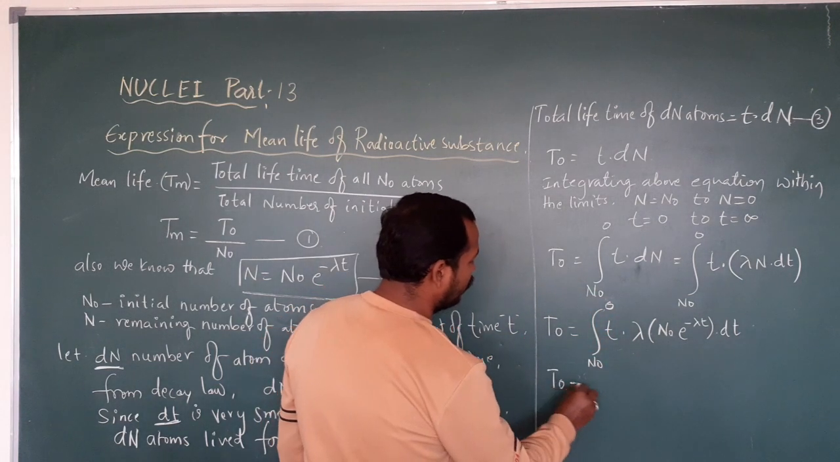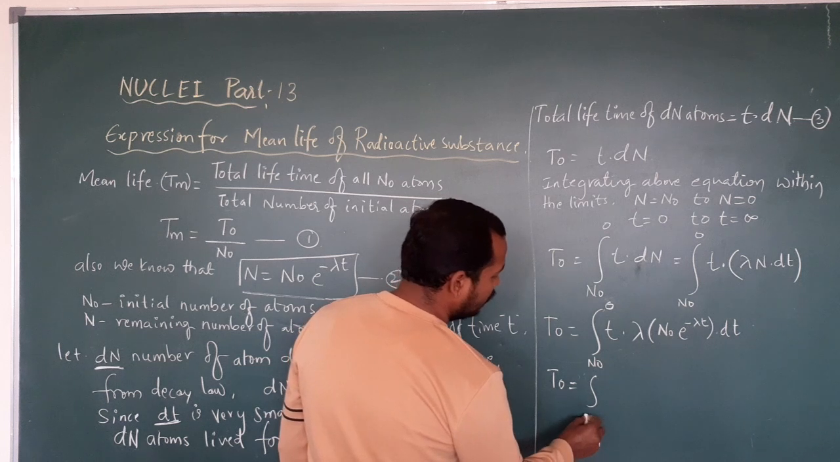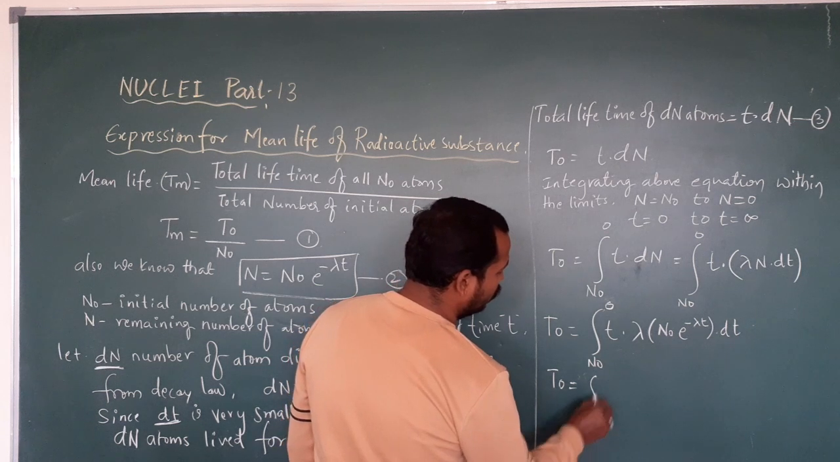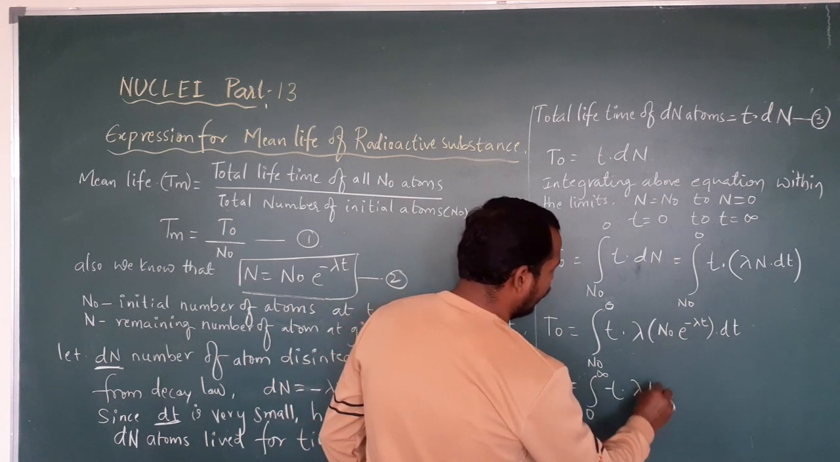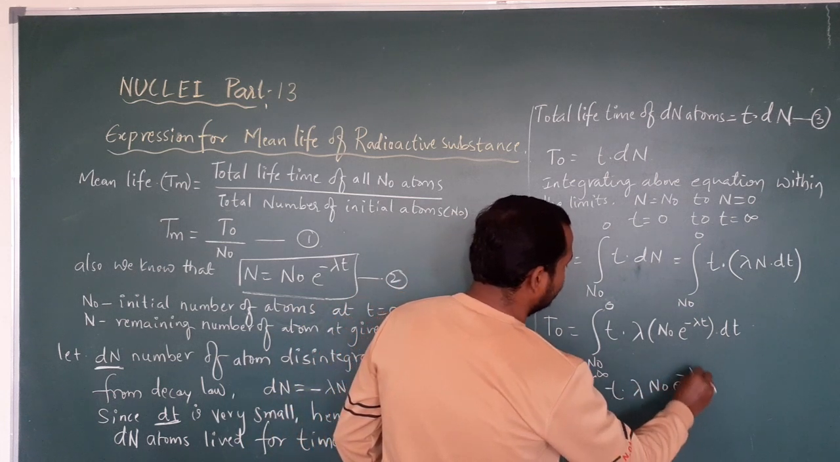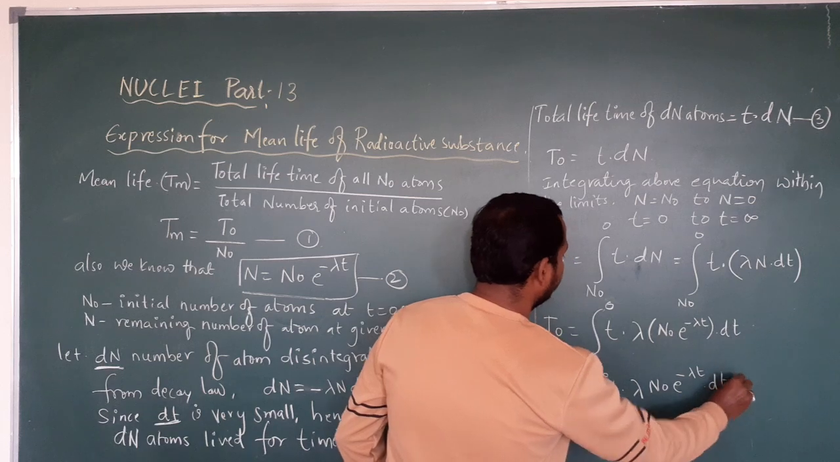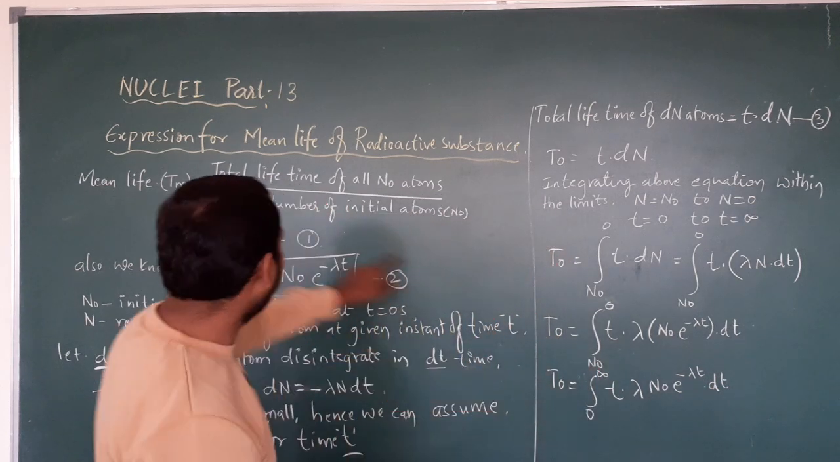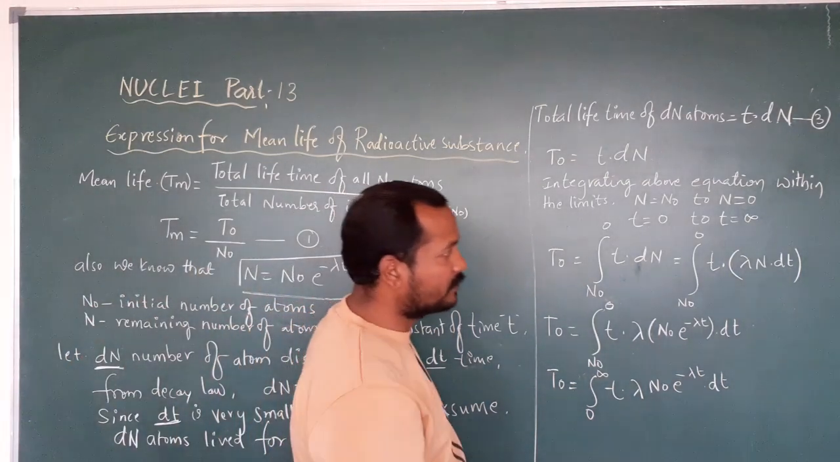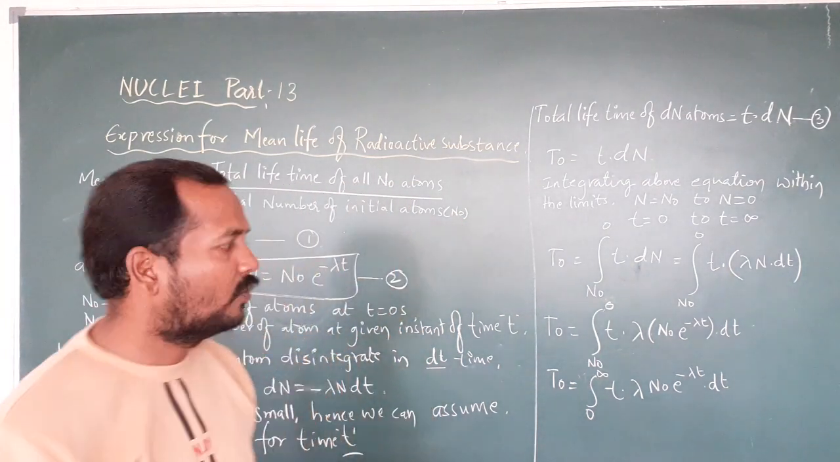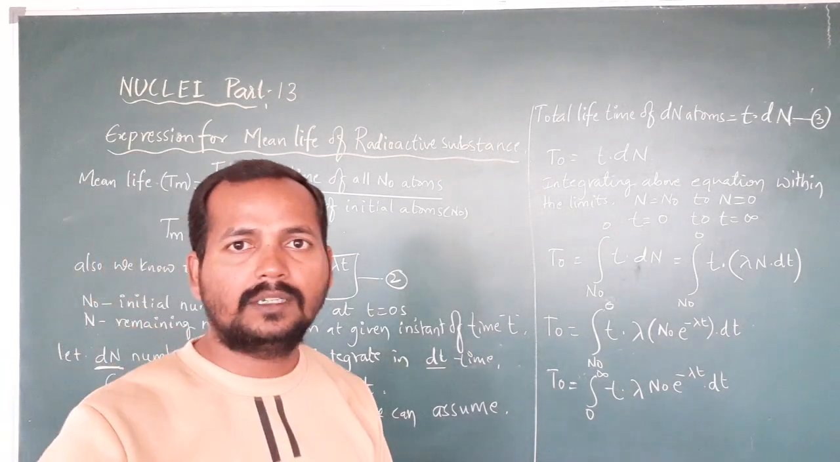That is, t naught equal to, in terms of time, t equal to 0 to t equal to infinity, t into lambda n naught e raised to minus lambda t into dt. Now we got t naught and we are substituting in this equation, that is tm. When we substitute in the equation tm, what will happen? We'll see now.